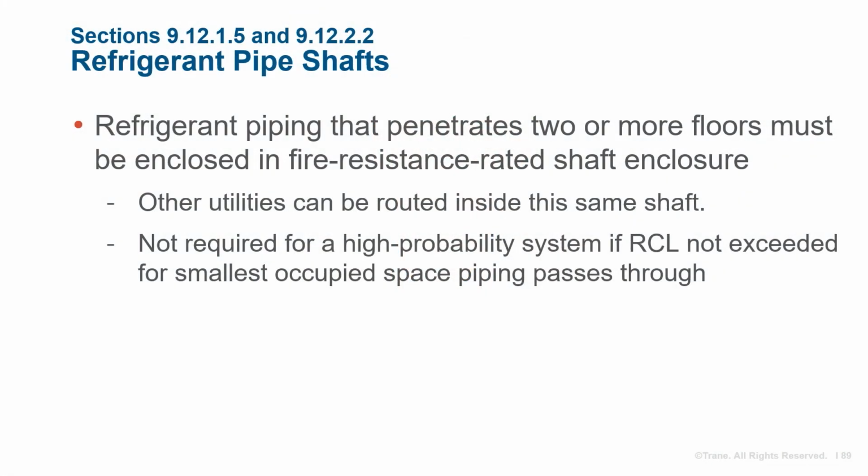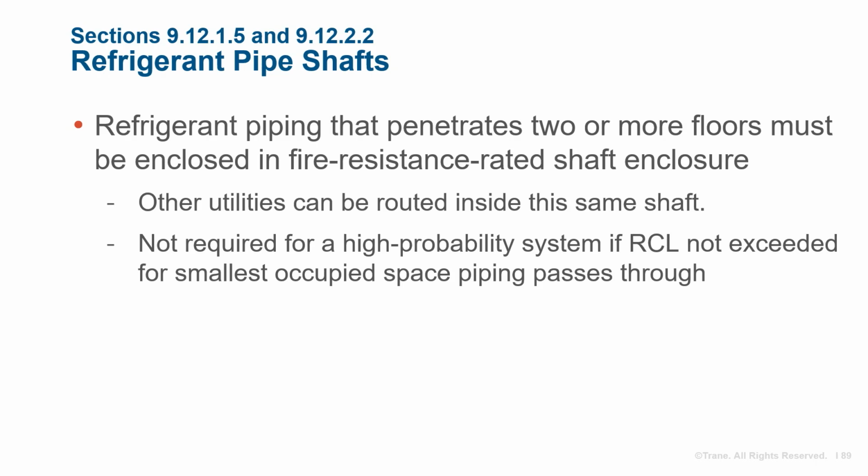As with the previous editions of the standard, when the refrigerant piping penetrates 2 or more floors, it must be enclosed in a fire resistance rated shaft enclosure. However, the standard does detail some alternatives. Rather than go into all the details, I'm going to let you review those on your own time.